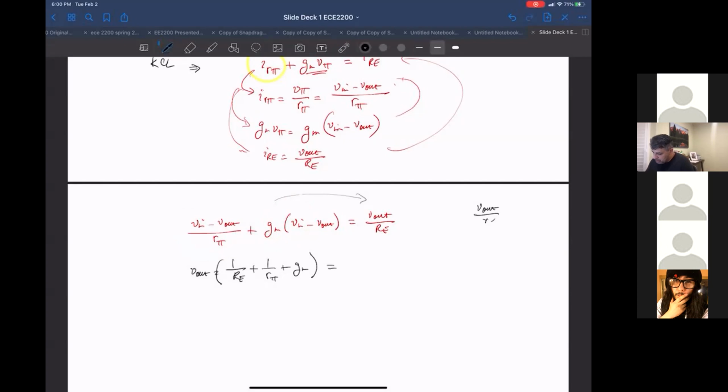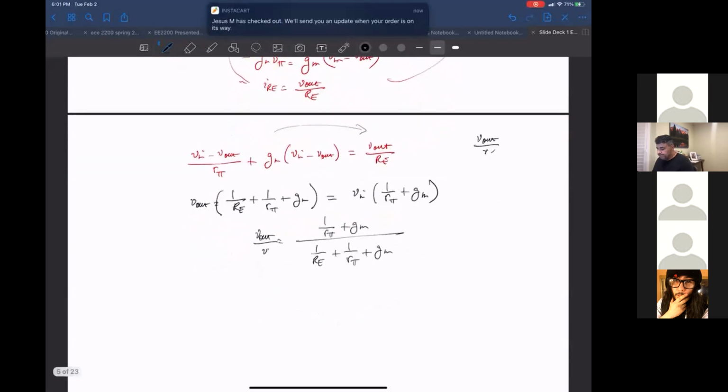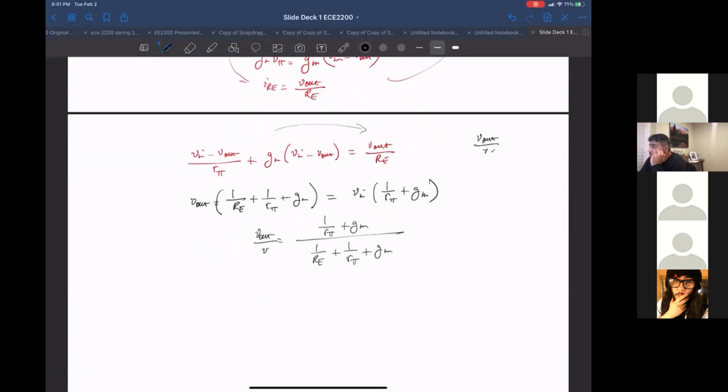Now on this side we end up with v_in times (1 over R_π plus g_m). So we end up with v_out over v_in equals (1 over R_π plus g_m) over (1 over R_E plus 1 over R_π plus g_m). And then you can multiply it out, or you can just leave it like that for the problem. Any questions, guys?